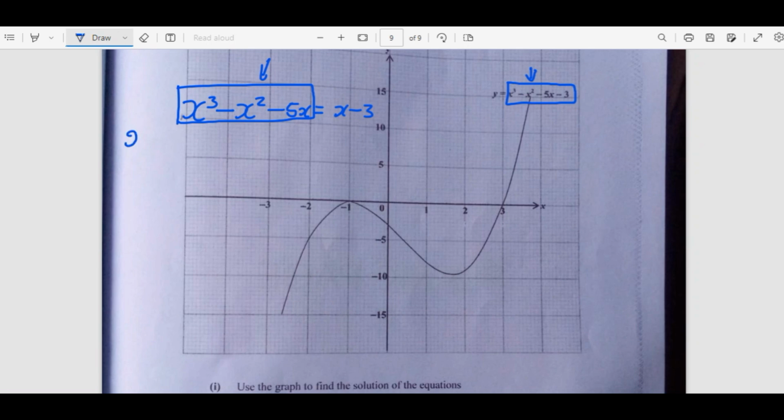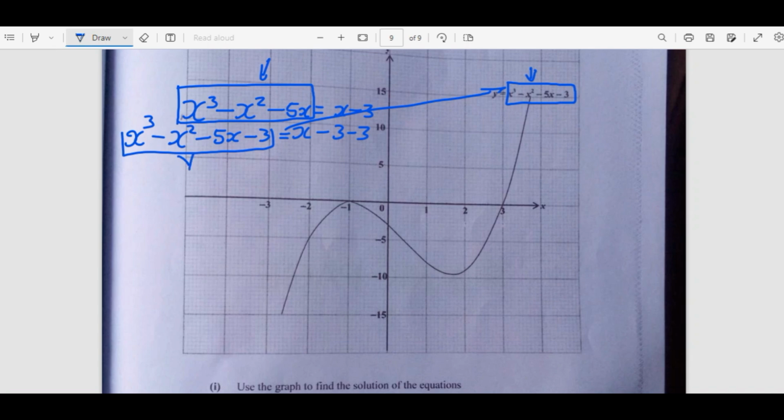So we write x raised to the power 3 minus x squared minus 5x. We need to add -3 on the left side. We also have to add -3 on the right side. Whatever you do on the left side must be done on the right side. So we can now see that this is exactly the same as this.